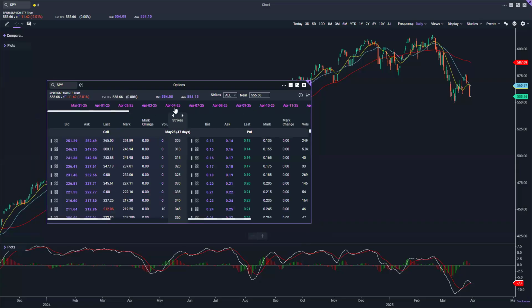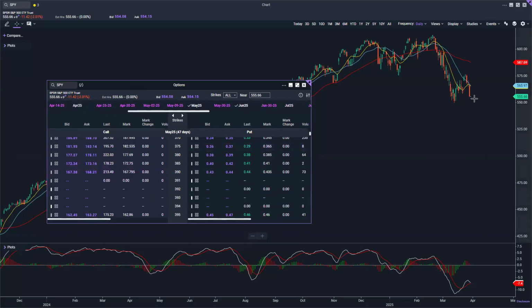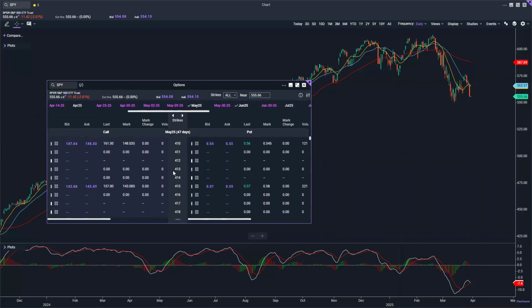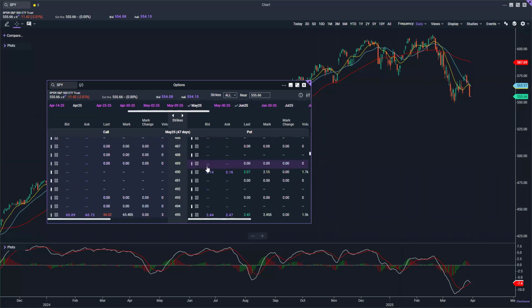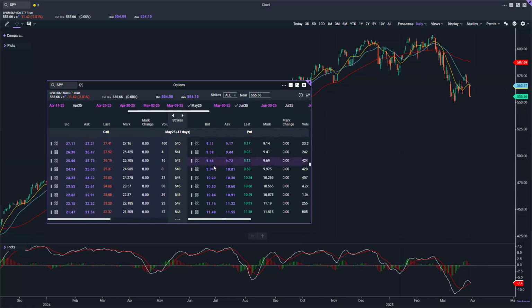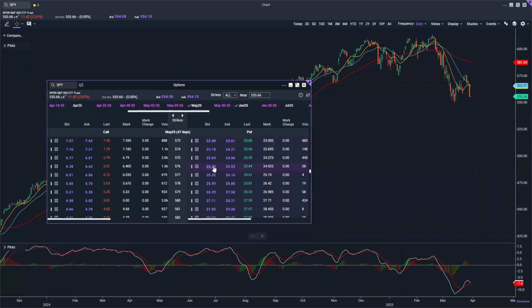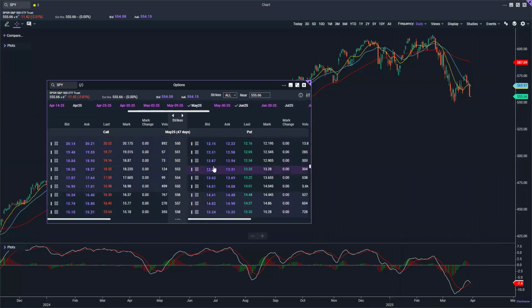What I want to look at is that May expiration. Now, we don't have to just get a regular SPY put, because if we take a look here, it's at 555 right now. After hours, it's at 551. So let's take a look at the 550 strike put going out to the May monthly expiration.